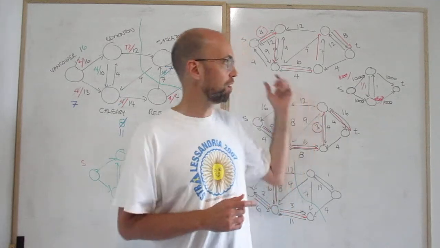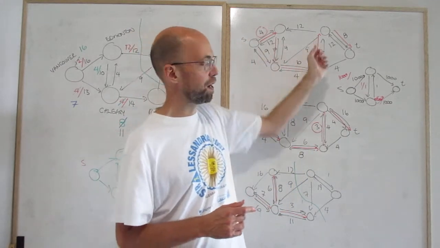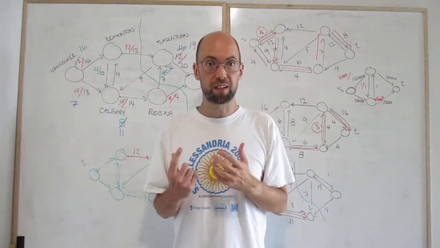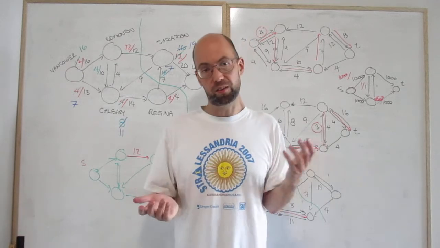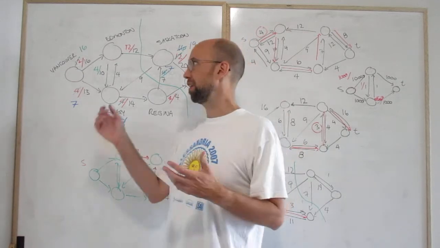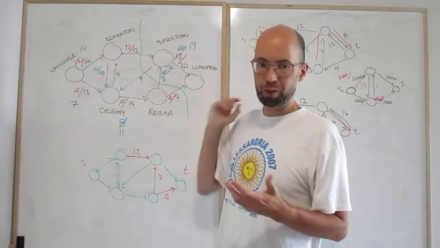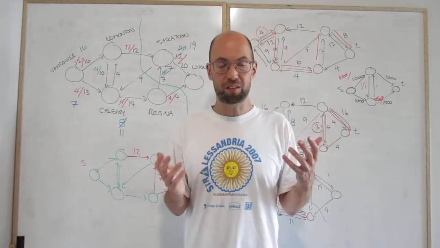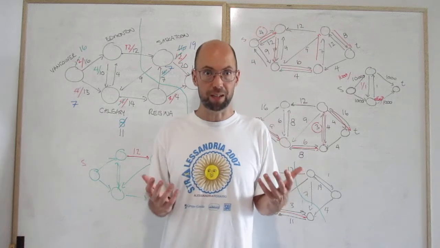So if you've got small integers, each time you augment, it's going to be at least 1. Then pretty quickly you're going to find the maximum flow, right? If the maximum flow is 23, and it has integer values, it's going to take time at most like 23.